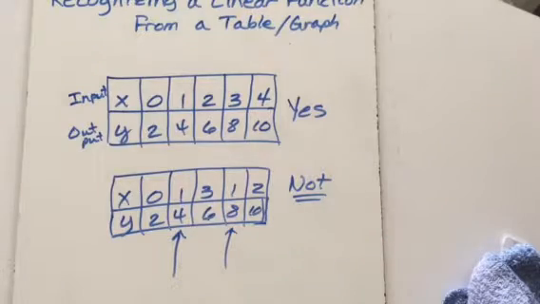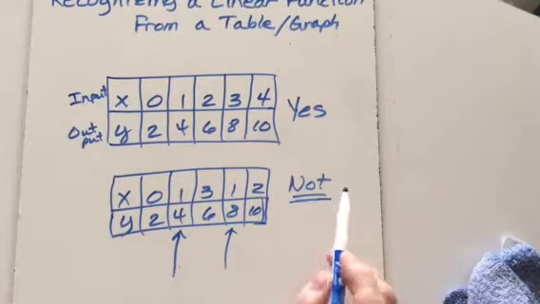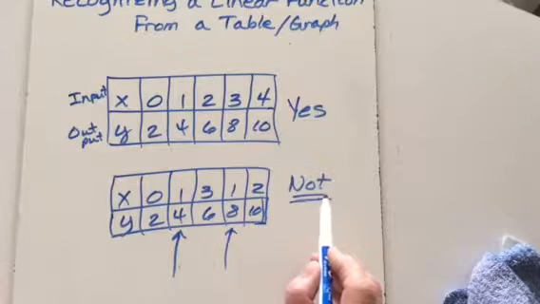Let's suppose you have a job, you work for 1 hour. Maybe they're going to pay you $4. Maybe they're going to pay you $8. You don't really know. Do you see how that would not work for you? That's not a linear function.